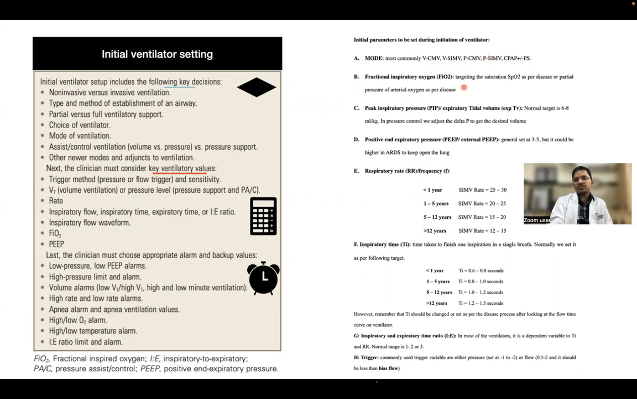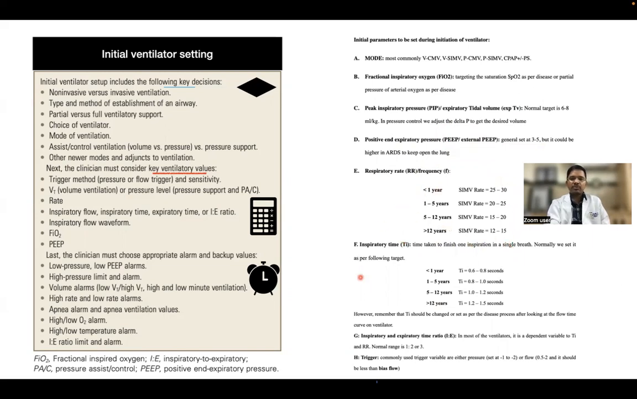Then we set the fractional inspired oxygen, then peak inspiratory pressure, then positive end expiratory pressure. Peak inspiratory pressure and expiratory tidal volume are set as per the target tidal volume, 6 to 8 ml. Whenever we set the pressure, we see what the expiratory tidal volume is. When we set the volume, we generally consider that the peak inspiratory pressure should not go very high, less than 28 at least. Normally, we set positive end expiratory pressure that maintains the functional residual capacity at the level of 3 to 5. Respiratory rate, though there is a standard criteria, we generally use as per the patient's demand or the patient's disease condition.